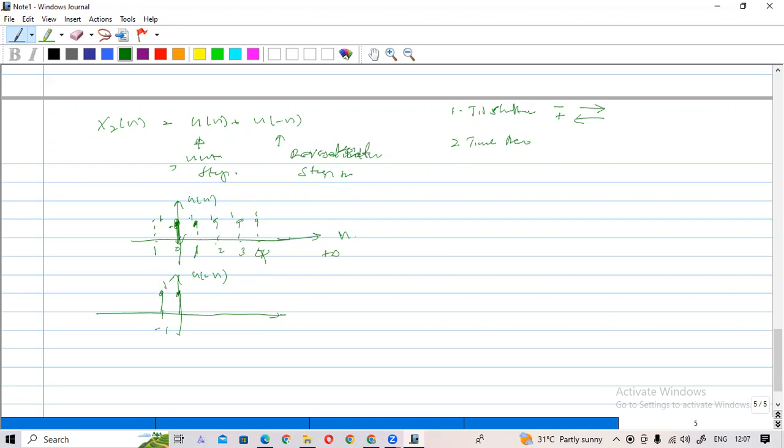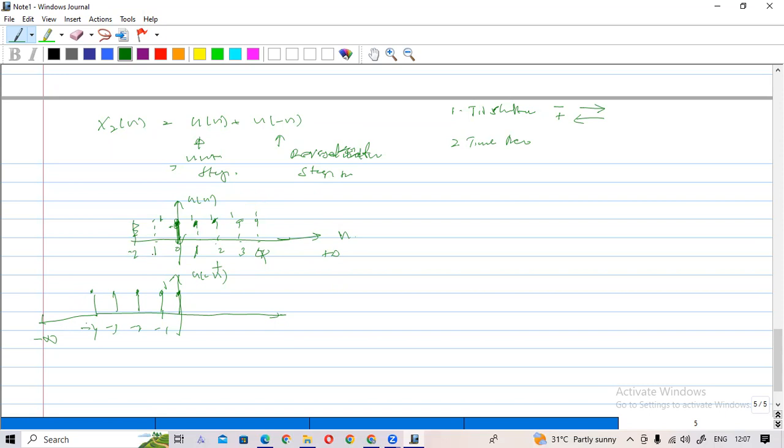Second one, the same image will be shifting to here. So the image of this one will be here at -2. Okay. And -3 also, -4 also will be 1. Okay. So on. So this is going to -infinity. Okay. So if I add them together, okay.